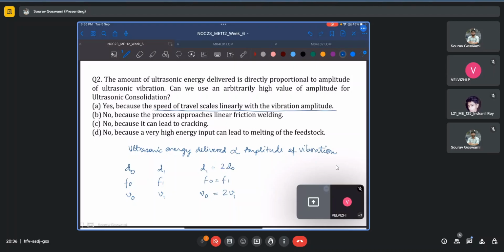Now, no, because the process would approach linear building. But this is not a problem as already the ultrasonic consolidation process borrows some of the concepts from linear friction welding. So this is clearly out.